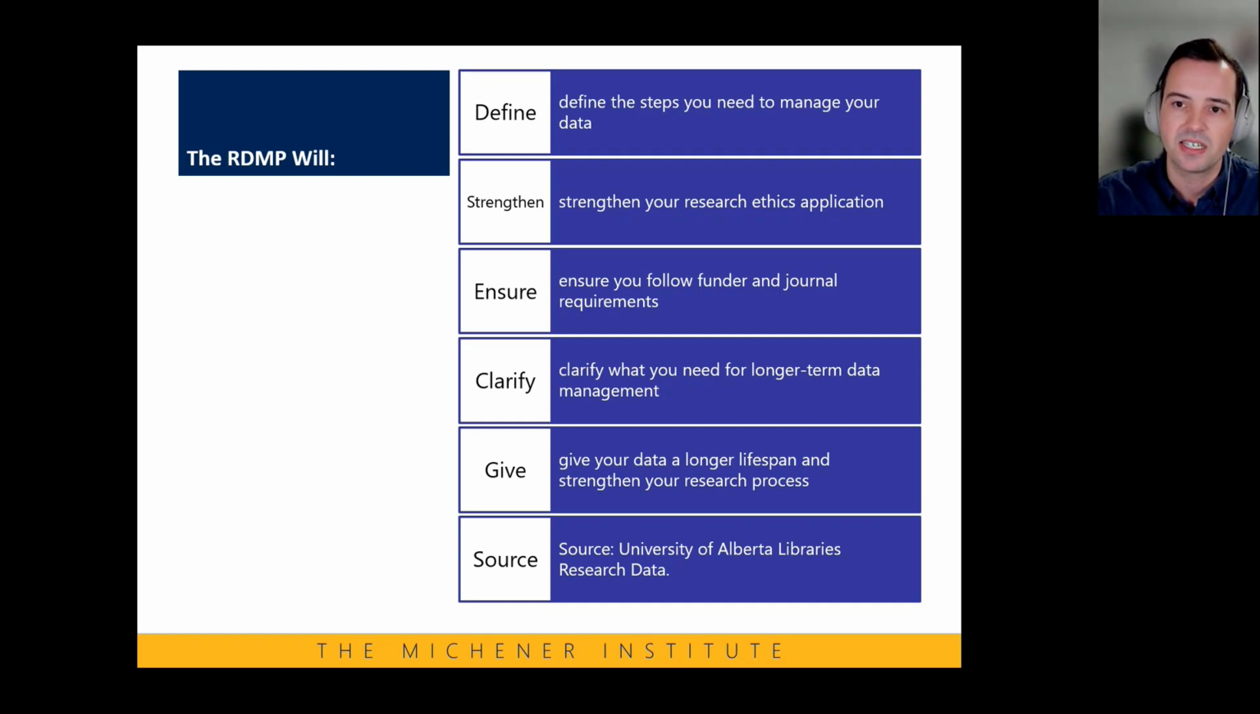So what is the RDMP going to do? It's going to define the steps you need to manage your data. It's going to strengthen your research ethics application. It's going to ensure you follow funder and journal requirements. It's going to clarify what you need for longer-term data management. So it's going to list what you're actually going to be doing. It's going to give your data a longer lifespan and strengthen your research process. And the source of all this information is the University of Alberta's library research data.